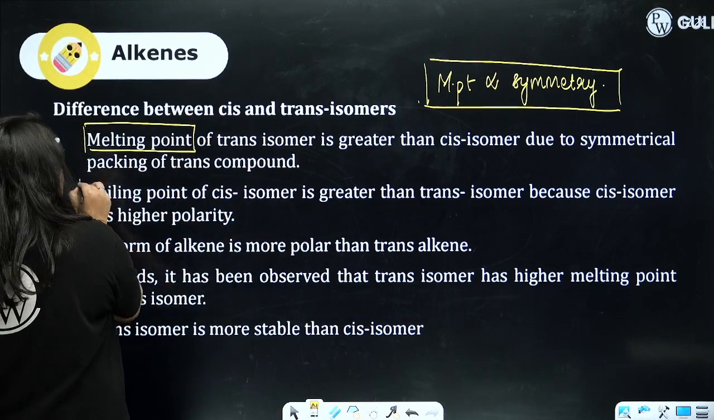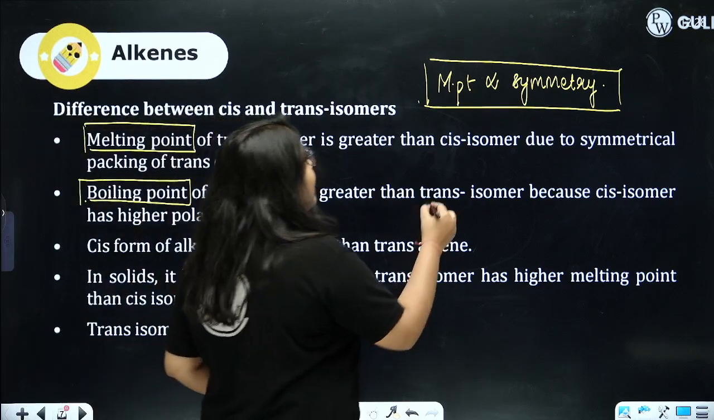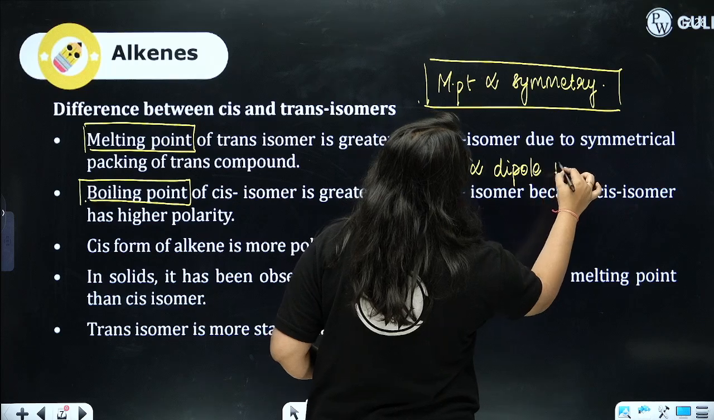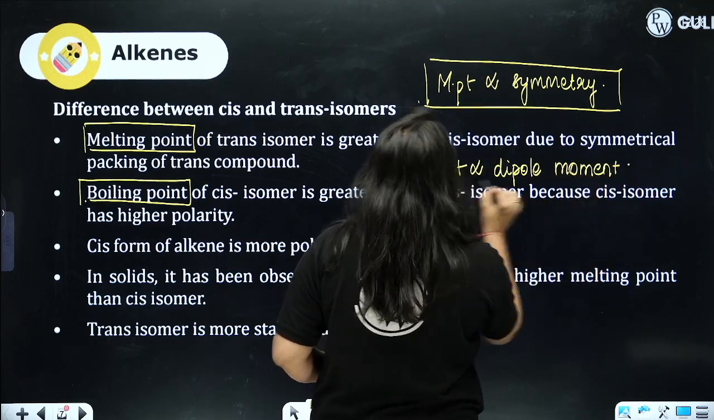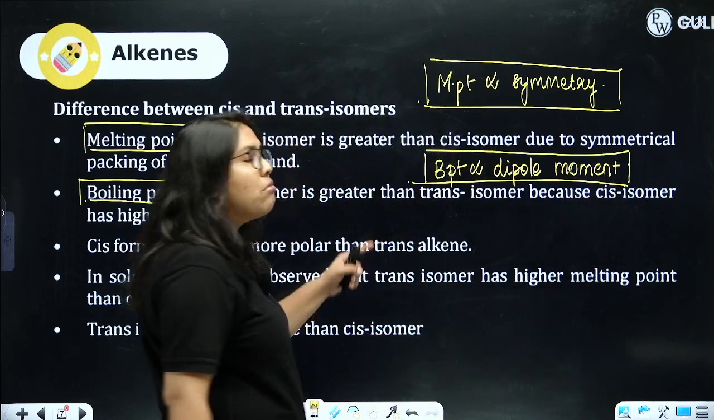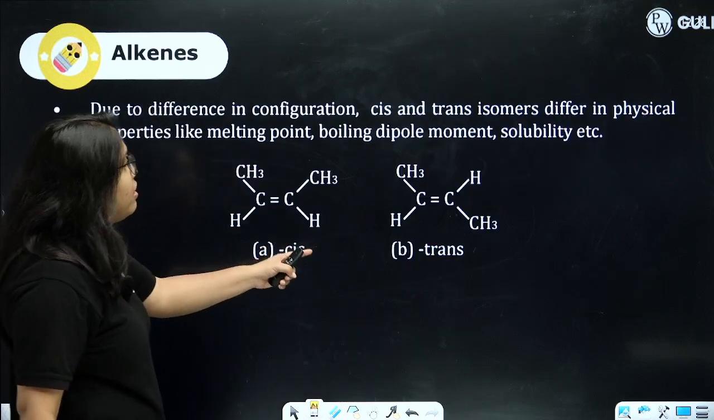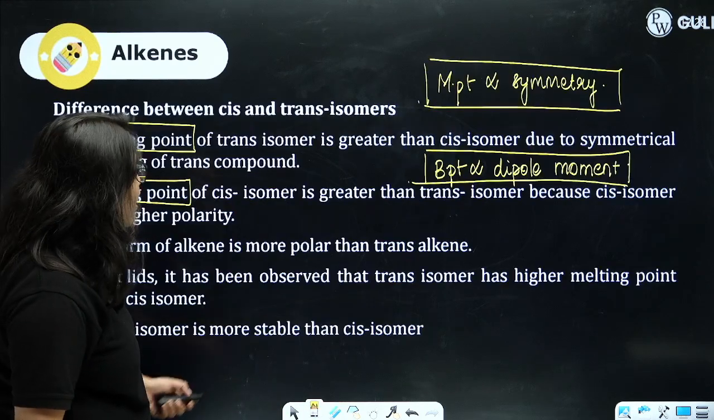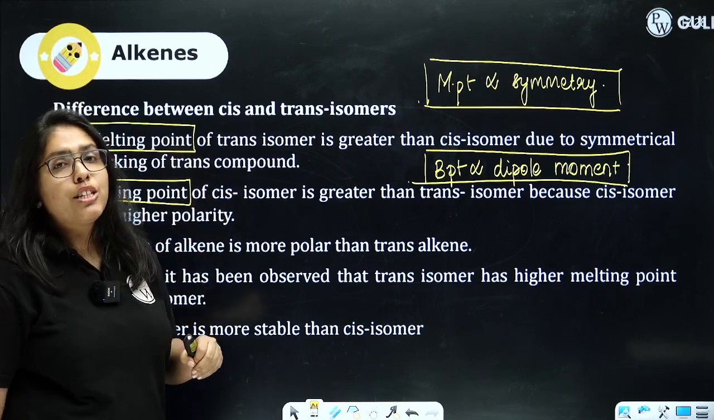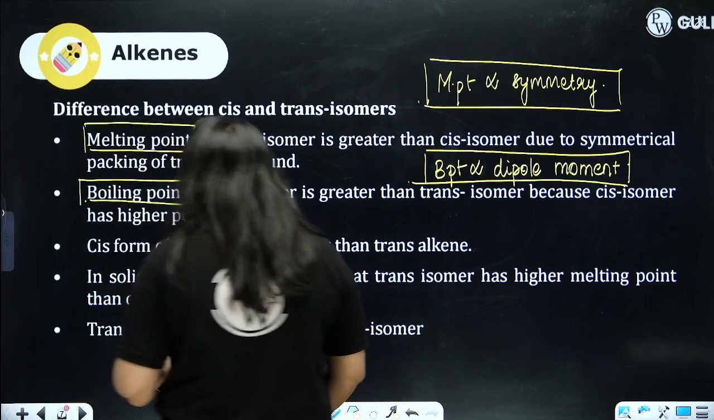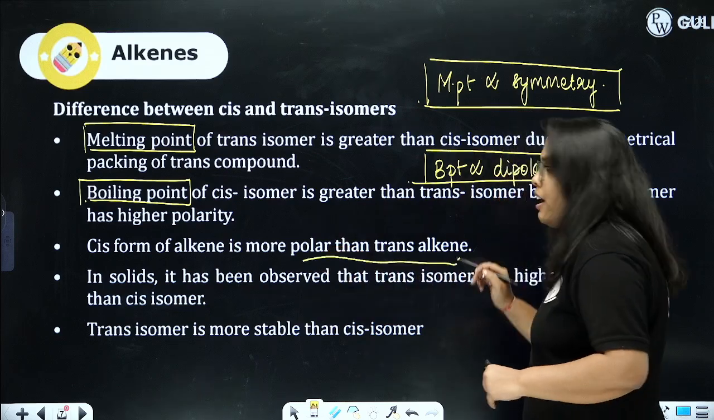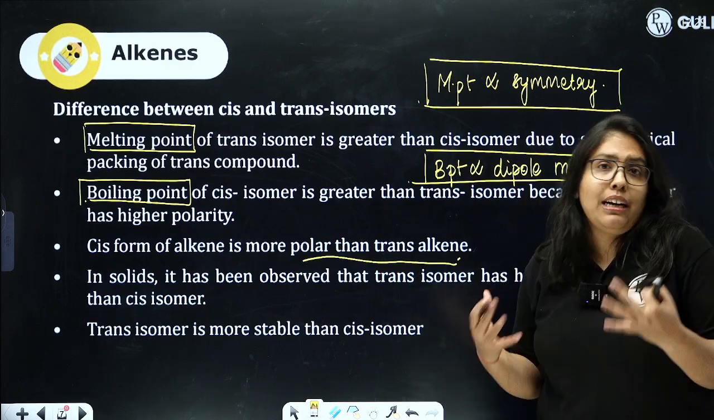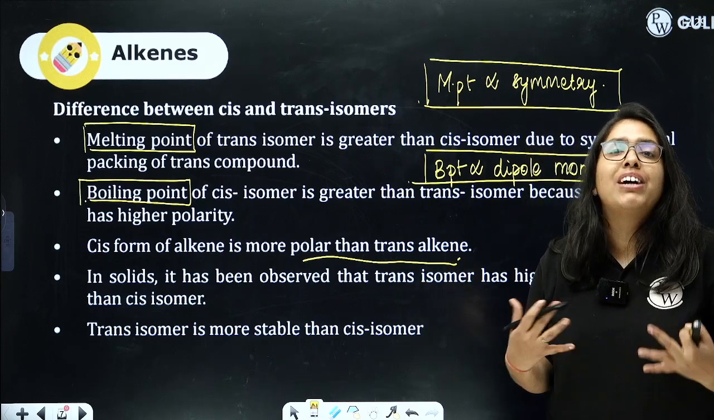Now, when we talk about boiling point, boiling point is directly proportional to dipole moment. And when you see this, between the cis and the trans, the dipole moment is going to be more for the cis isomer and not for the trans. That is the reason why the boiling point of the cis isomer is going to be greater than the trans isomer. The cis form of alkene is more polar than the trans alkene. Of course, if polarity is there, that is when dipole moment comes into the picture. And between cis and trans, obviously, cis happens to have greater polarity.